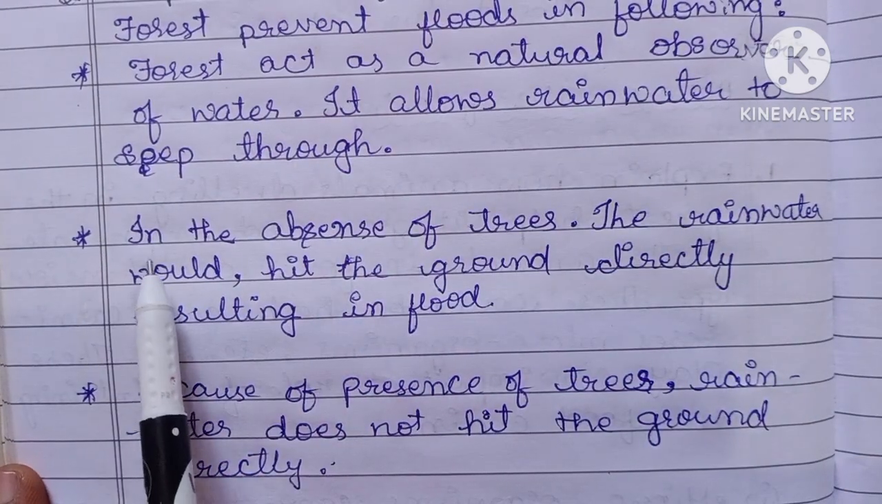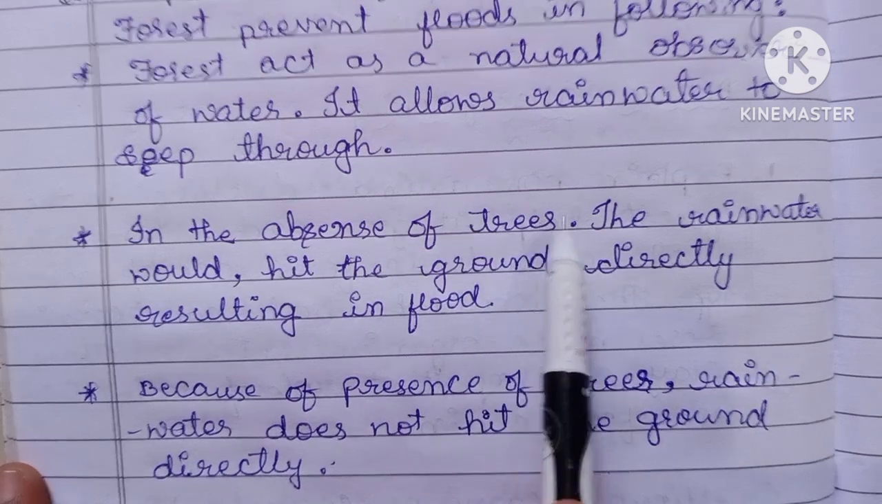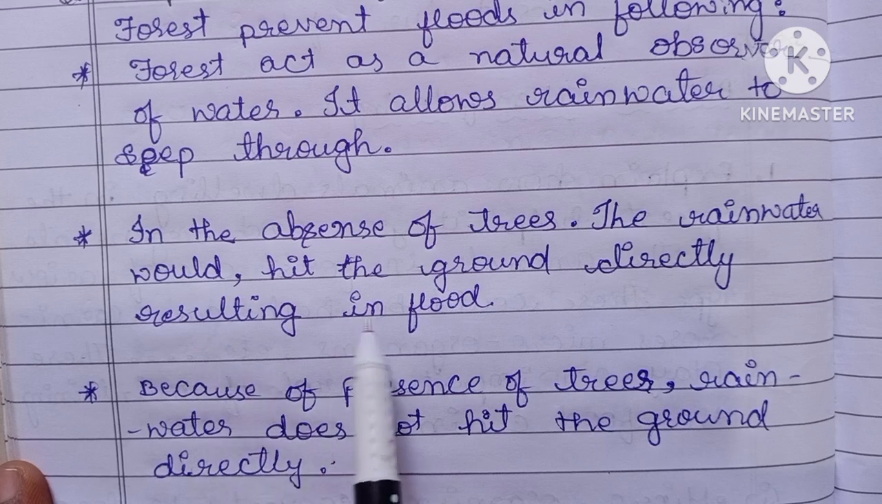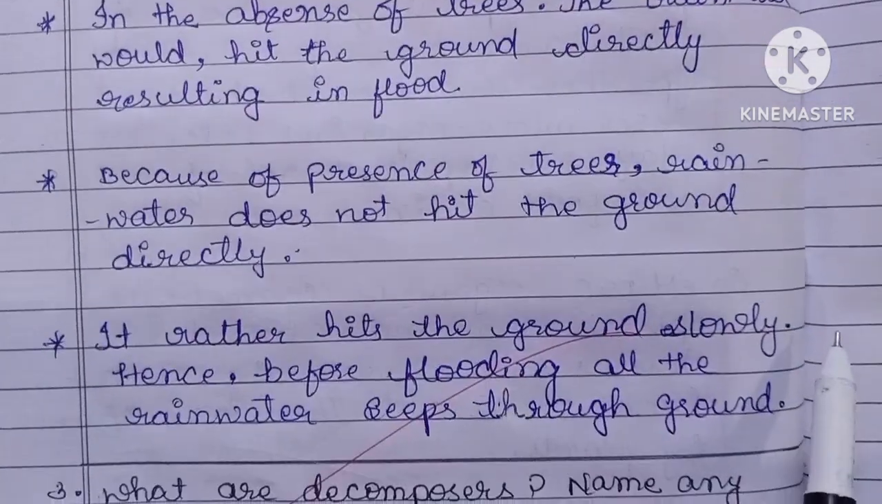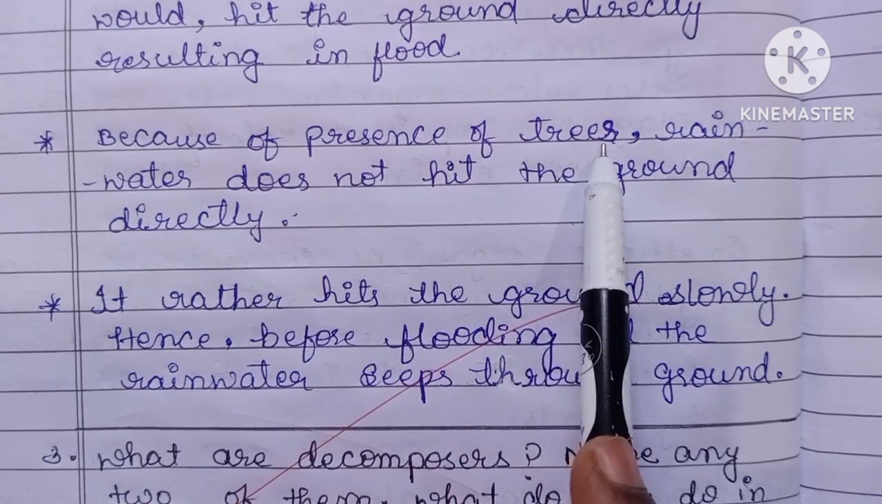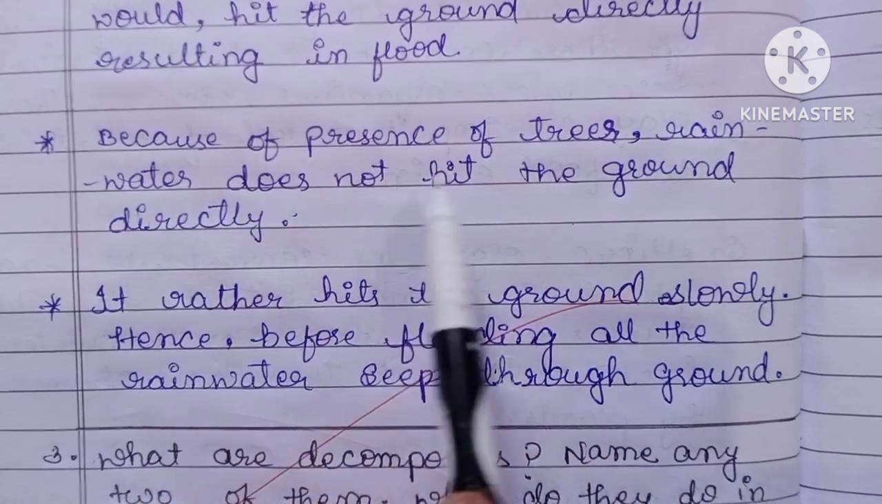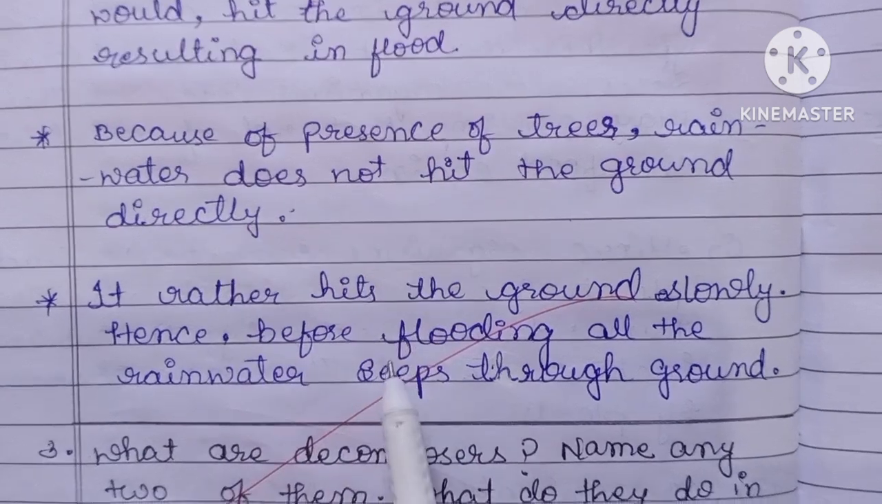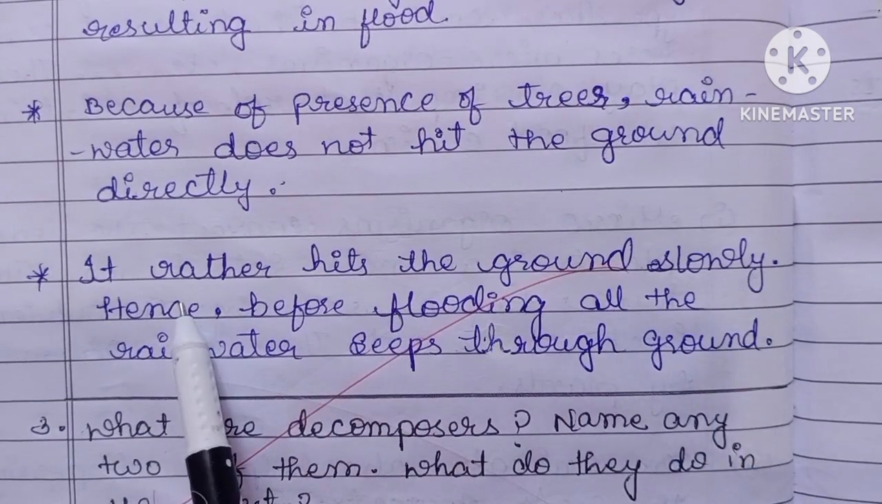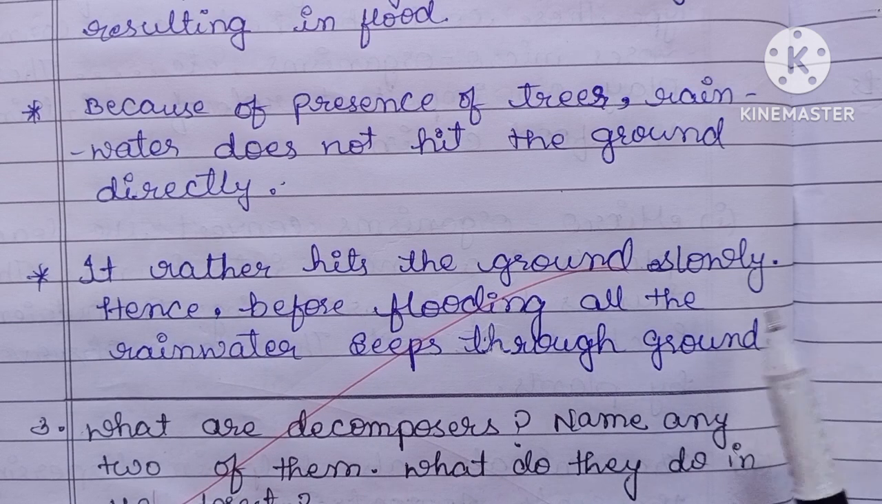Second point, in the absence of trees, the rainwater would hit the ground directly, resulting in flood. Third point, because of the presence of trees, rainwater does not hit the ground directly. Fourth point, it rather hits the ground slowly, hence before flooding all the rainwater seeps through the ground.